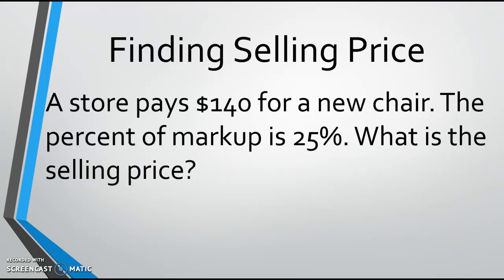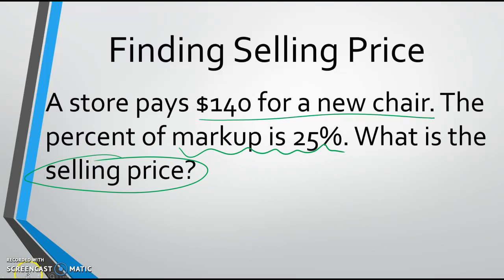So our next problem says a store pays $140 for a new chair. The percent of markup is 25%. What is the selling price? So again, we want to find the percent that we're given. So here it's 25% of the amount that the store paid, so $140. So they're going to take this $140 chair and mark it up 25%. So again, go ahead and find 25% of 140. So 1/4 of 140, or 25% of 140, is going to give you $35.